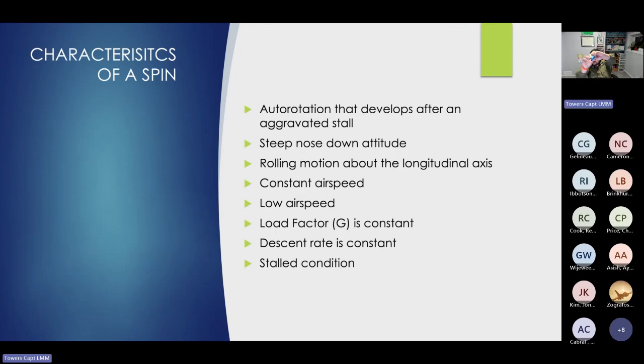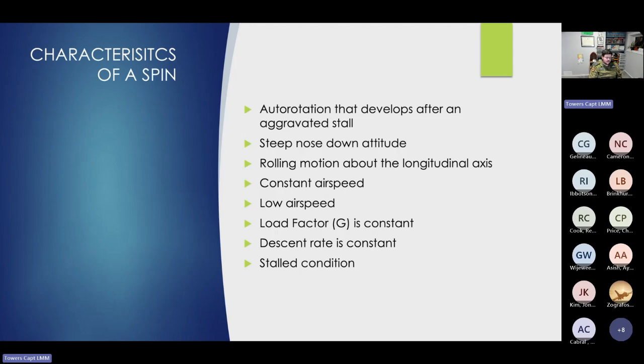So hard for me to demonstrate with my hands here, but importantly, in a spin, you're going to have a constant airspeed and it's going to be relatively low. And the load factor, so the G's, is going to be constant. And your descent rate is going to be constant. And it is that stalled condition.